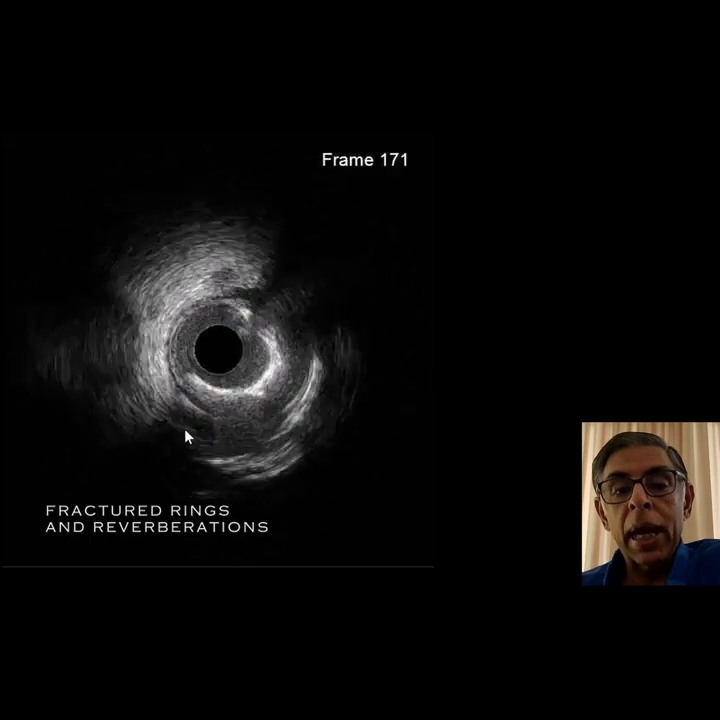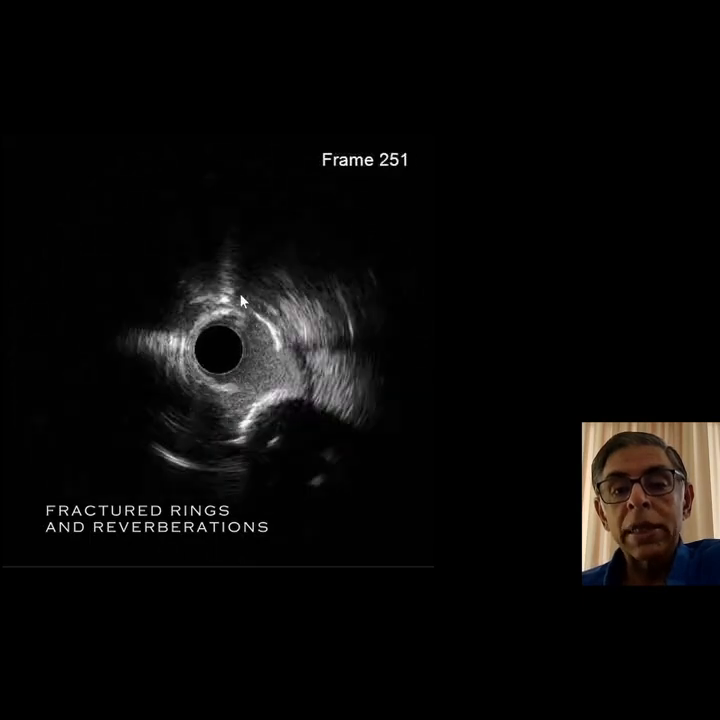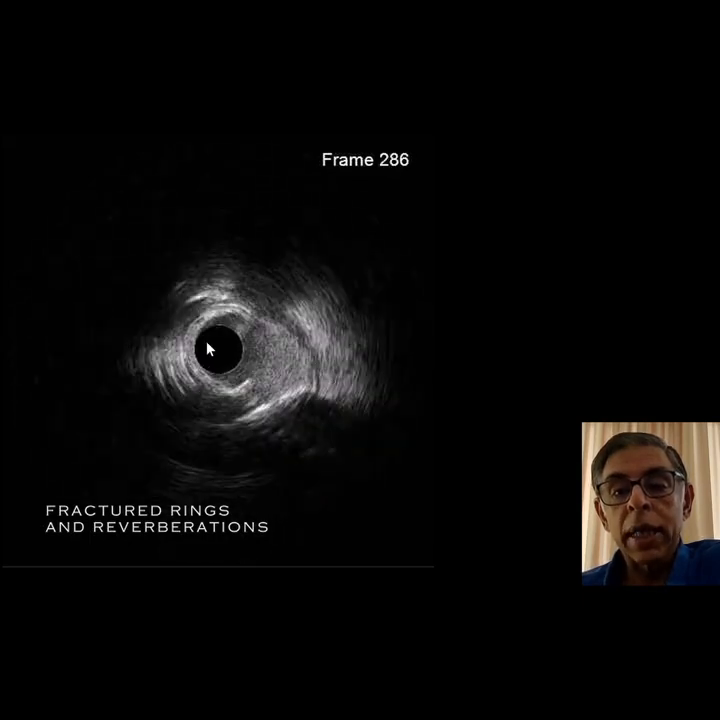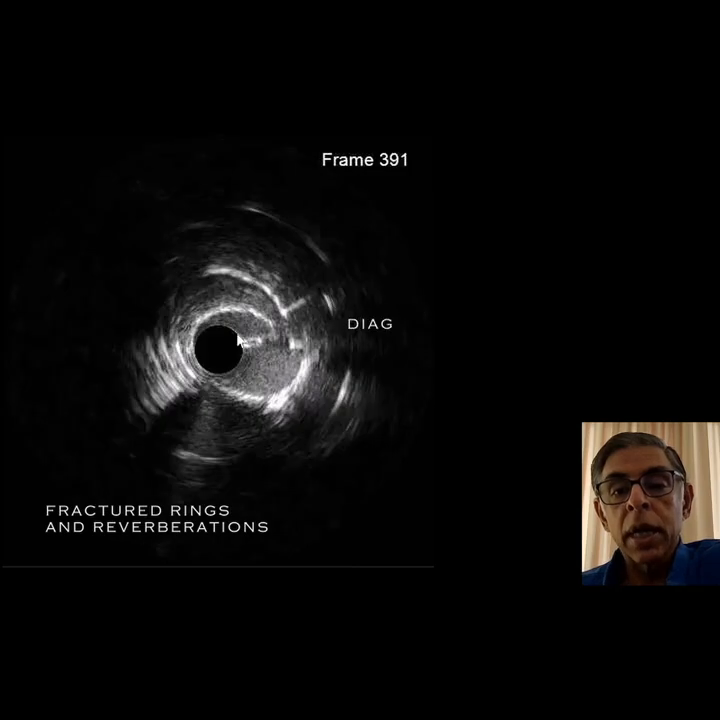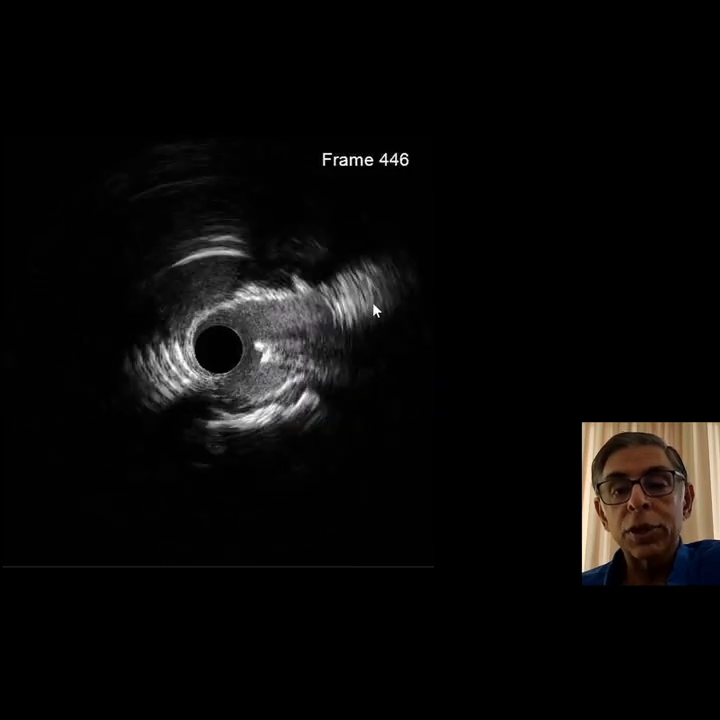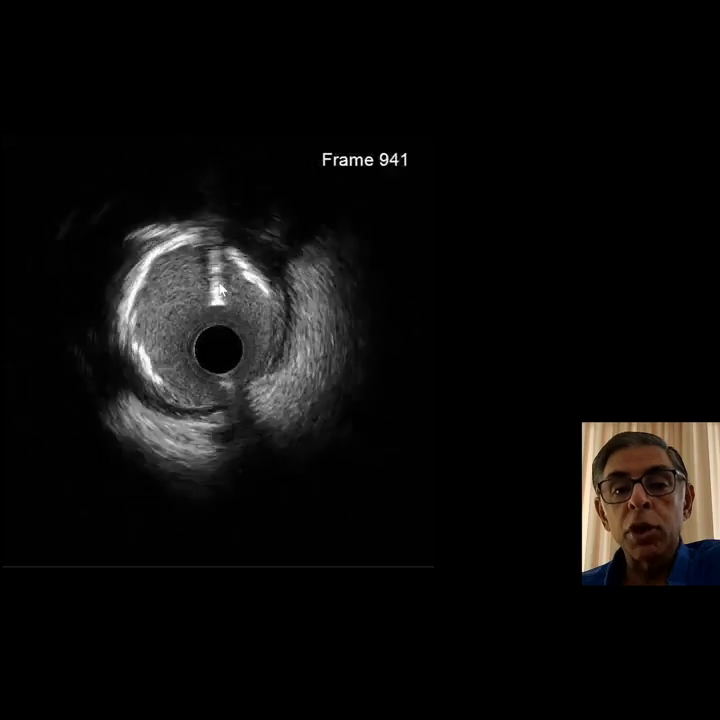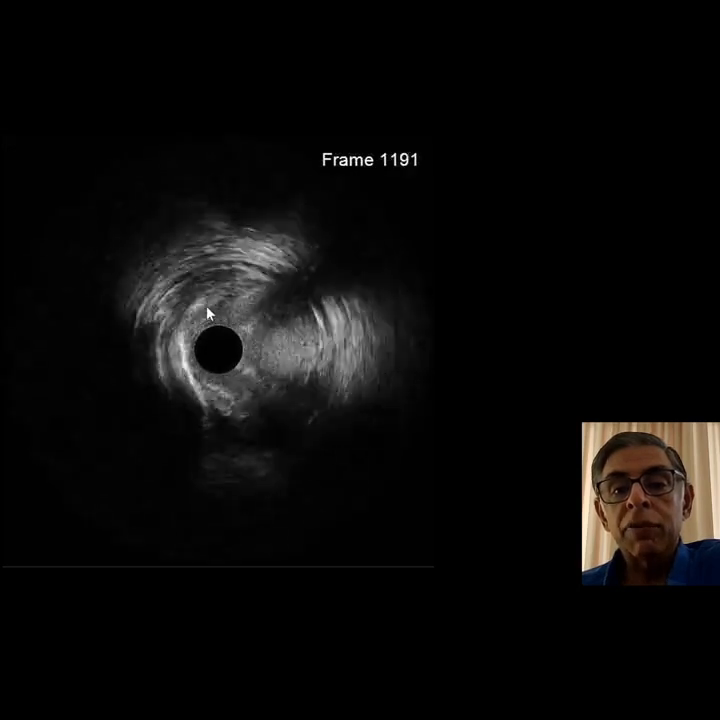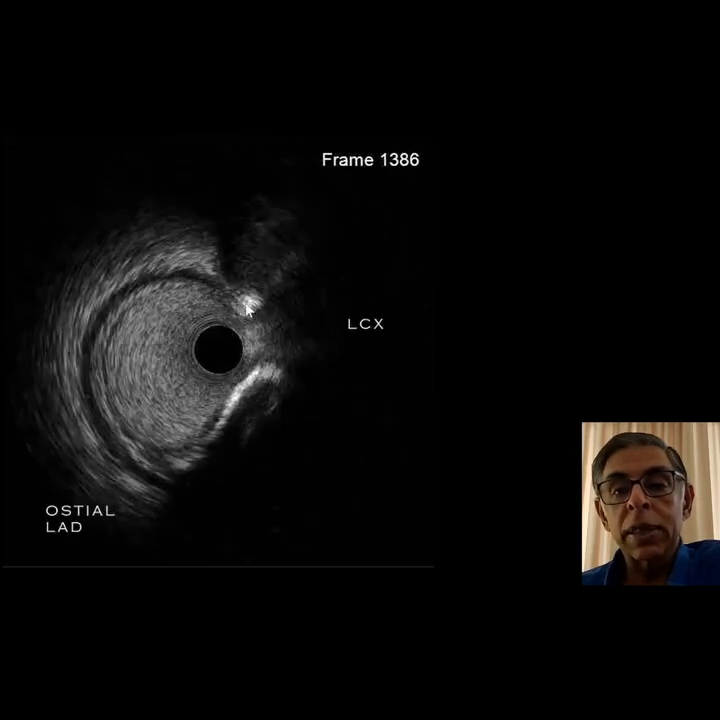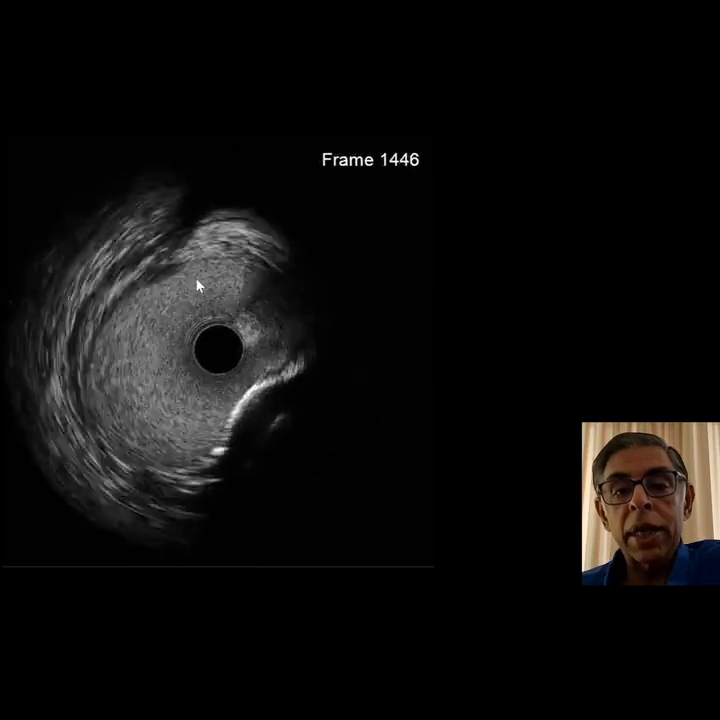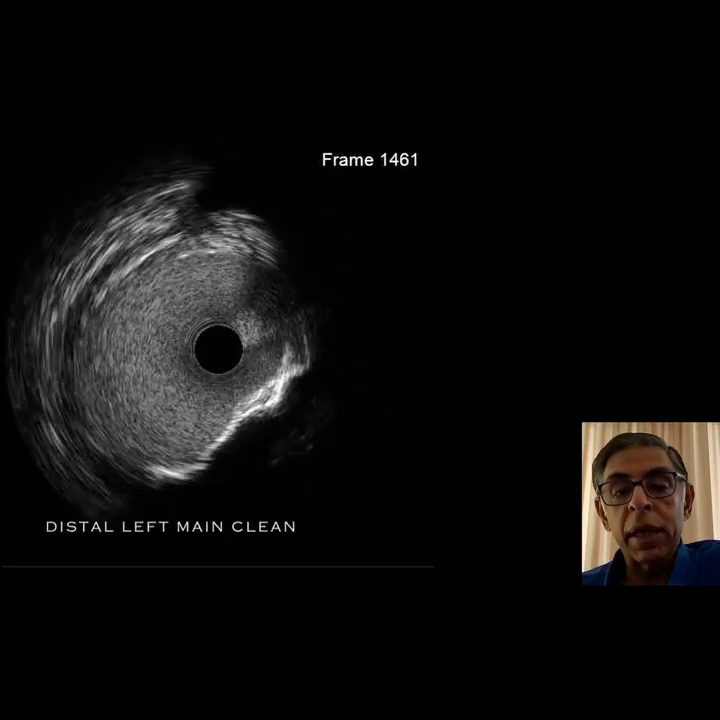And I'll let this play out. You can see more calcium with fractures, some nodular calcium, reverberations. Again, more rings of calcium, that's the diagonal coming in. And as we come further up, there's some nodular calcium. And finally, you will see the circumflex coming in, and the ostial LAD relatively disease-free, and the left main also fairly clean.